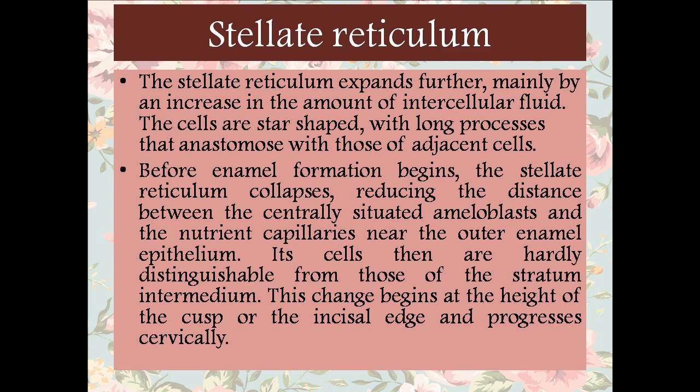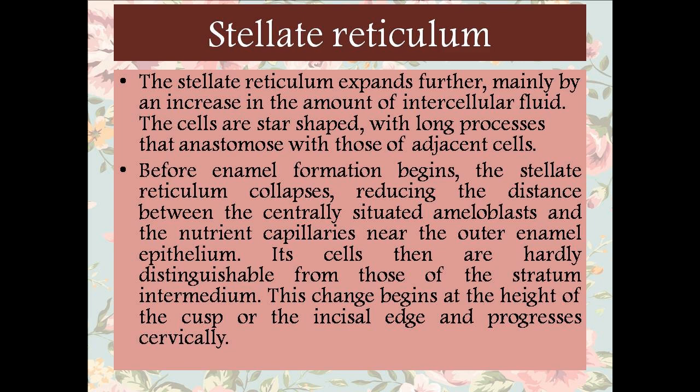Stellate reticulum expands further mainly by an increase in the amount of intercellular fluid. The cells are star-shaped with long processes that anastomose with those of the adjacent cells. Desmosomal junctions are observed between the cells of the stellate reticulum, stratum intermedium and outer enamel epithelium. So, we see desmosomal junctions in the stellate reticulum, stratum intermedium and outer enamel epithelium.